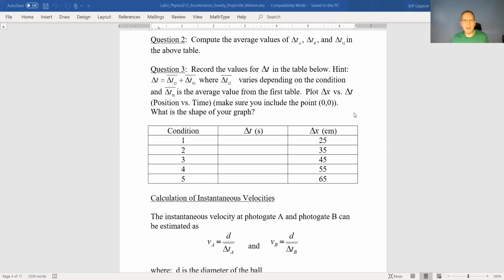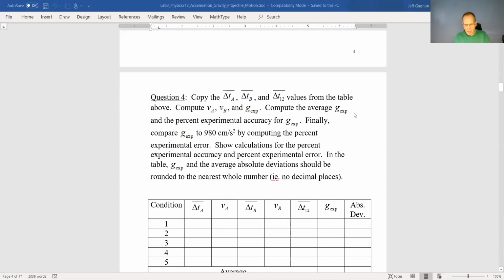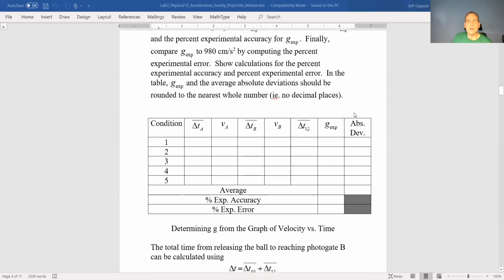Okay, so once we've done that, we can move to question 4. This is sort of the main question. Remember, the whole idea was to calculate g, right? The experimental acceleration due to gravity. So in this table, it turns out that you have many of these values already. So these are your 5 conditions, right?